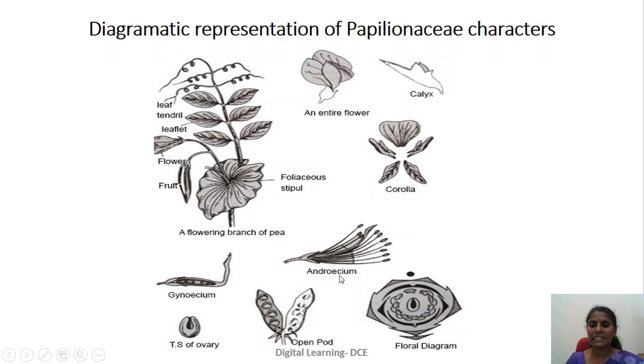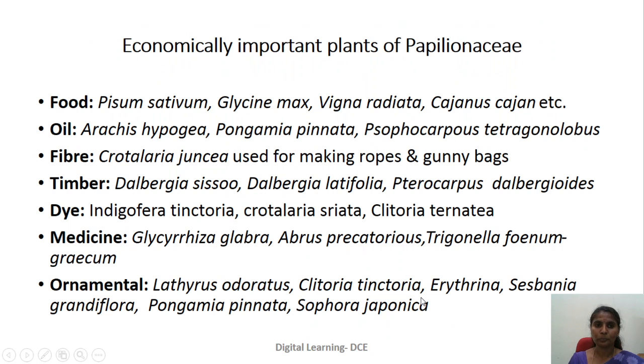So here we can see the androecium, where it is arranged in diadelphous condition. 9 stamens are united to form one bundle, whereas the 10th stamen remains free. And this is a gynoecium with monocarpellary, simple style and stigma. So this is a pod or legume, which is a dry dehiscent fruit which will open by means of both the sutures, and the ovules are arranged in marginal placentation. This is the floral diagram of the family Papilionaceae.